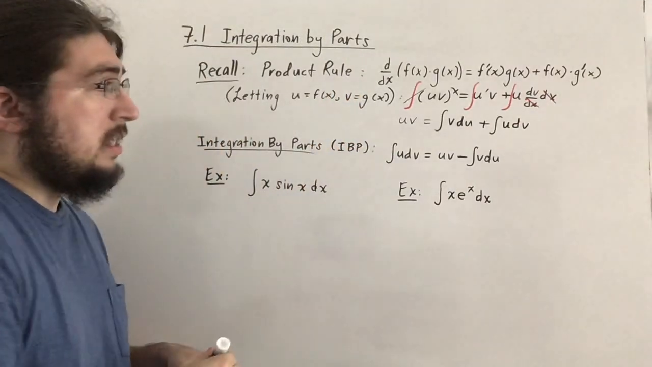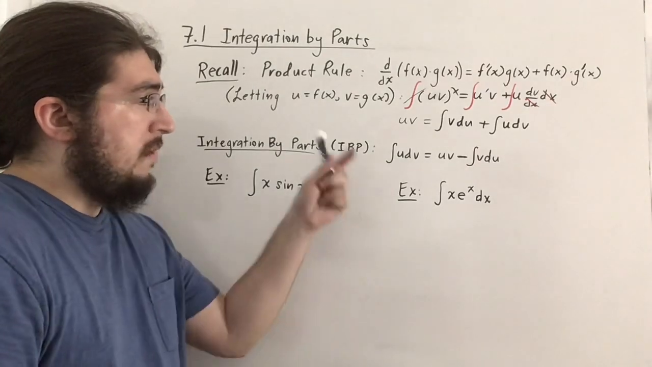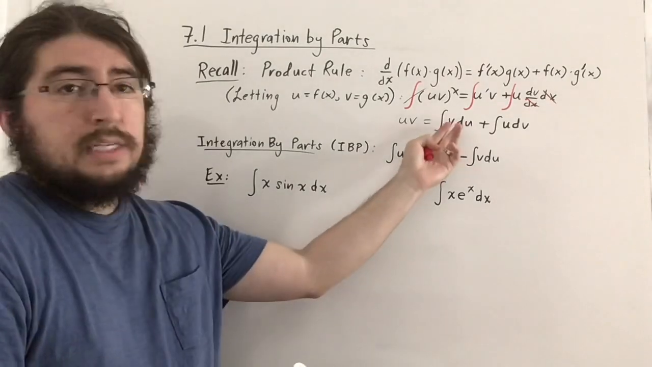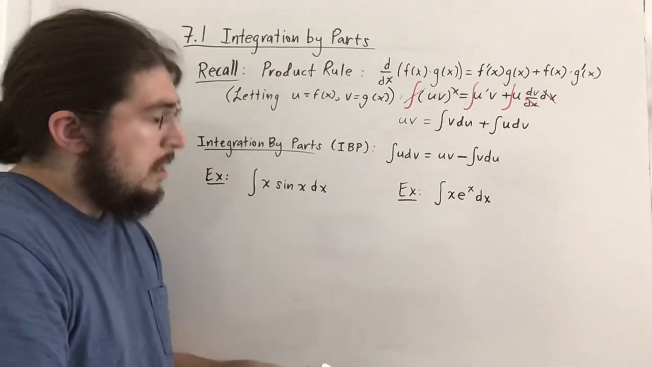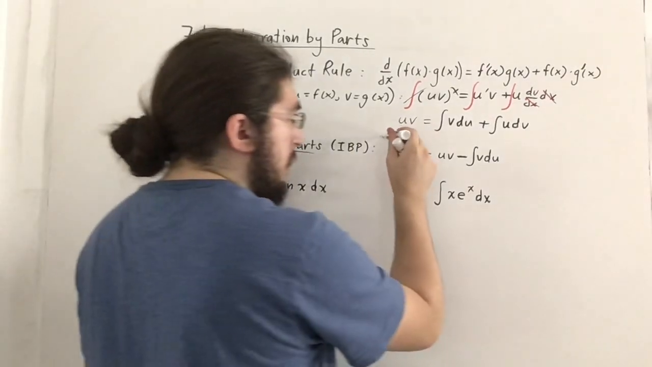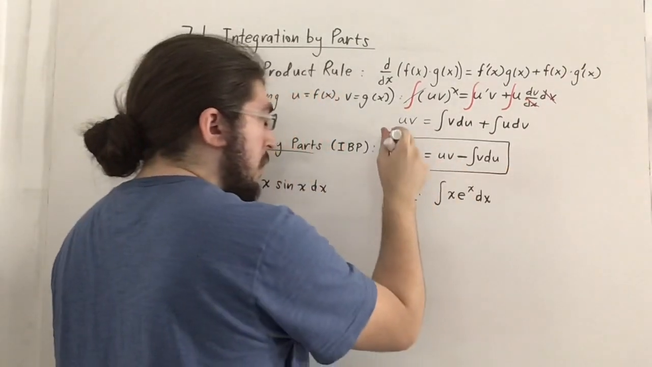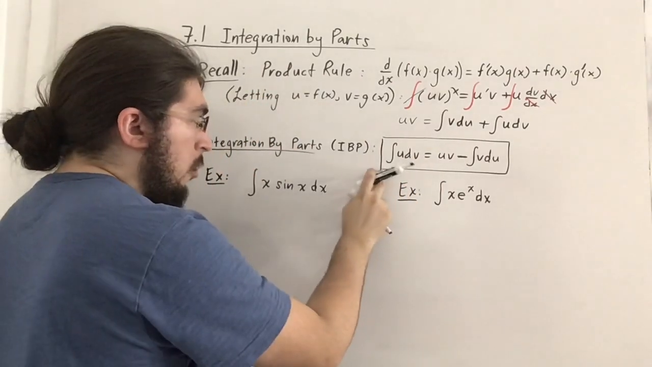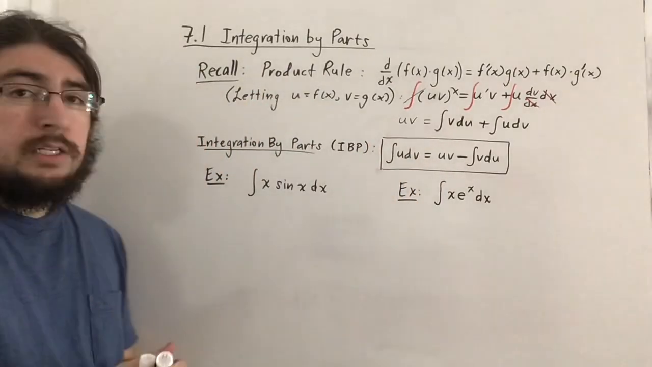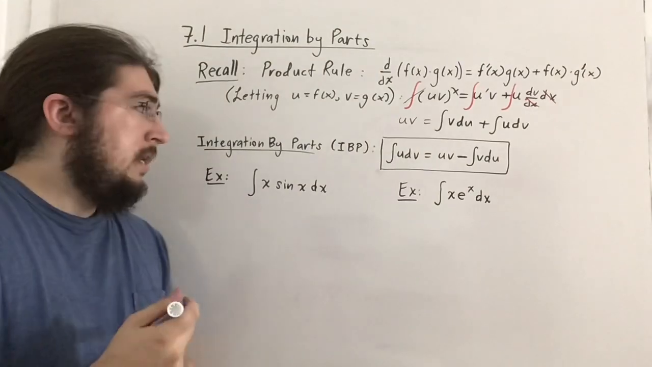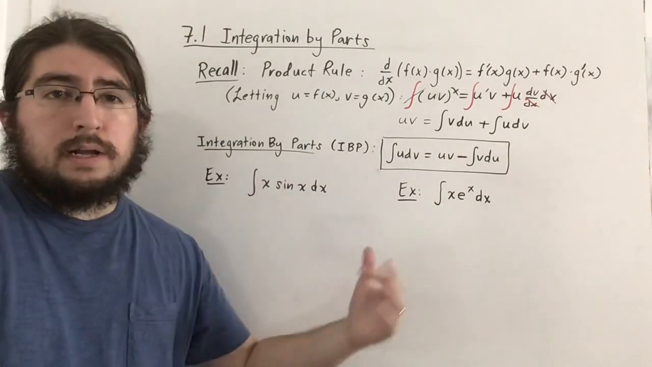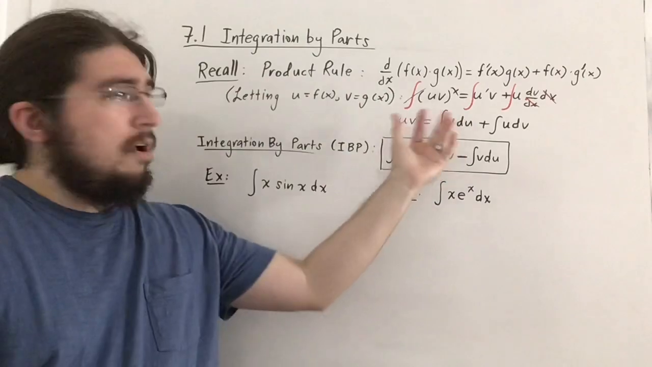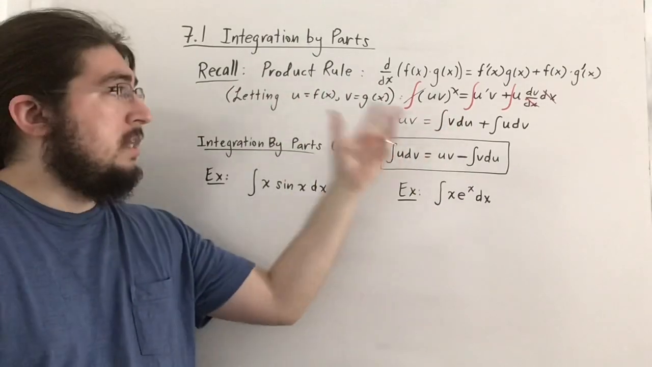And speaking of which, if you solve for the integral of u dv in terms of everything else, that's just subtracting this integral of v du term to the other side, we end up with this formula here, which is known as the integration by parts formula, or IBP for short. So now we're going to use this formula to hopefully undo certain products. Remember, this falls out from essentially reversing the product rule.